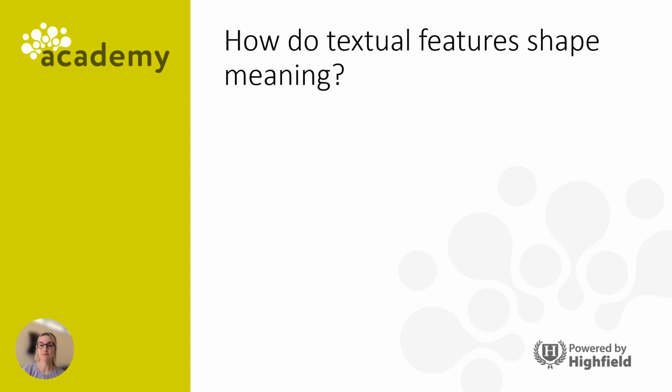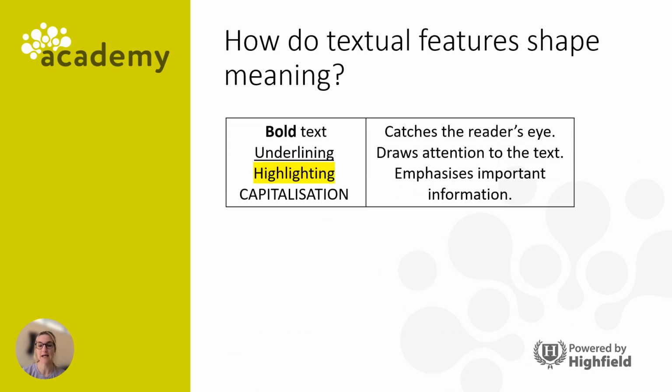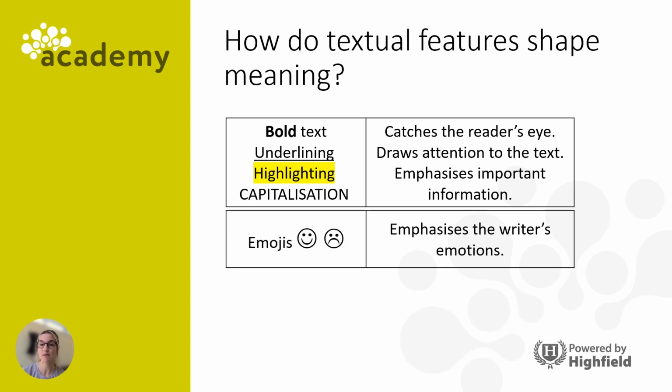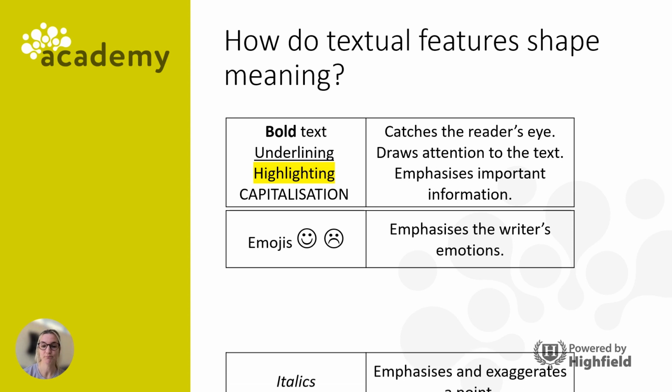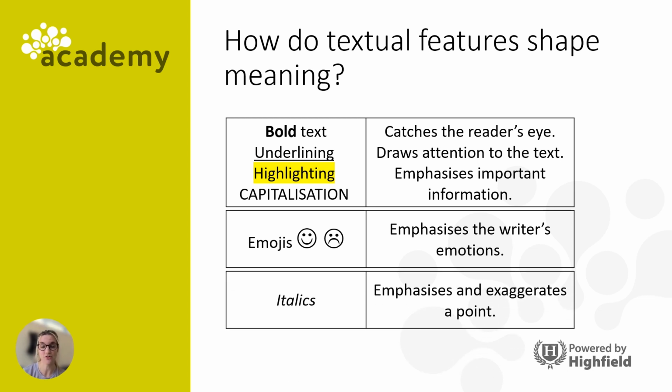So in your exam, you'll be given a textual feature and then you'll be asked to explain why that feature has been used. So how does it help the reader make sense of the text is what we're asking. So in terms of bold text, underlining, highlighting and capitalisation, these catch the reader's eye, draw attention to the text and emphasise important information. Emojis help to emphasise the writer's emotions, and italics help to emphasise and exaggerate a specific point. Now, each of these can be used as an explanation as to how the writer has helped the reader make sense of the text.